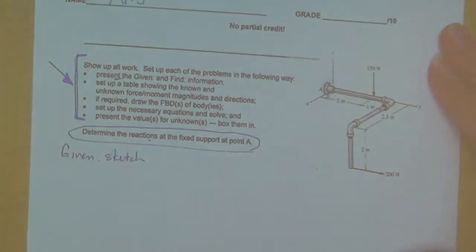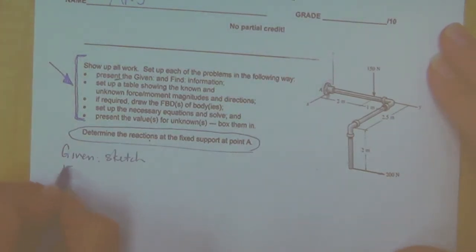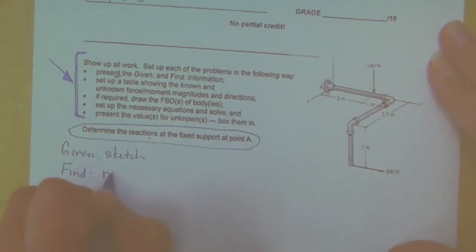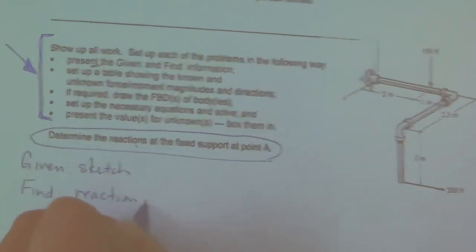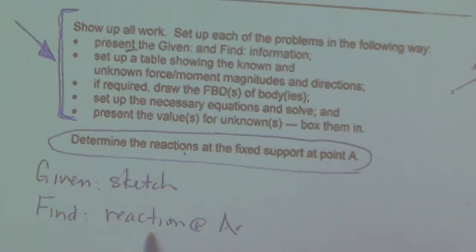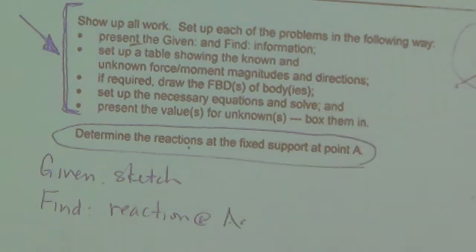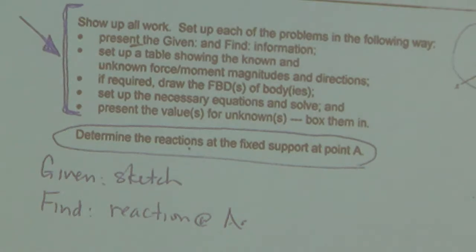Okay, next. Gonzalo, what do we do? Find. So what do they want us to find? Reactions at A. Okay, all the reactions at A. So we could write reactions at A, or we could actually write down what those reactions are. So Hector, let's take a look at A. What kind of support is that? A fixed support.